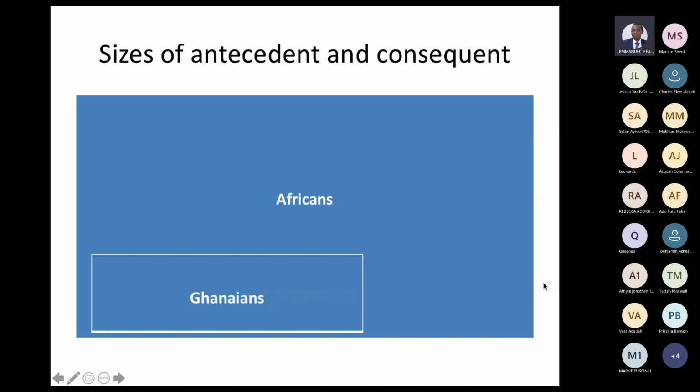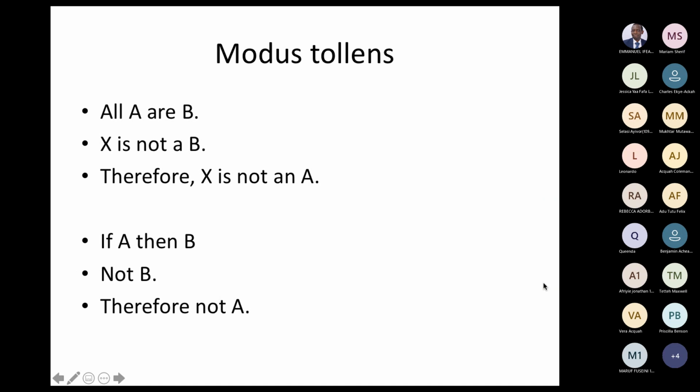That's why we say that affirming the antecedent is a valid argument. Denying the antecedent is not a valid argument. Affirming the consequent is not a valid argument. But denying the consequent is a valid argument. Modus tollens. So modus tollens is an argument that denies the consequent. All A are B, X is not a B, therefore X is not an A. We are told this is a valid argument.